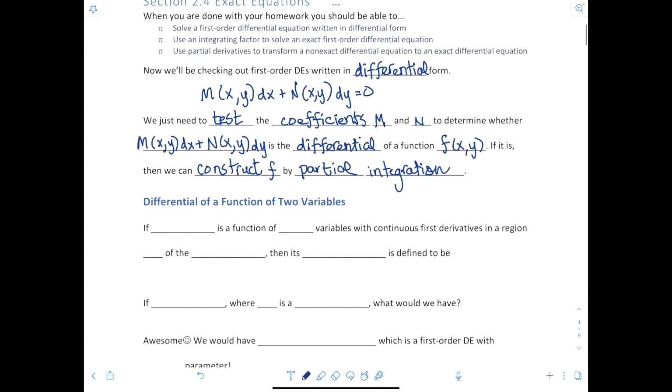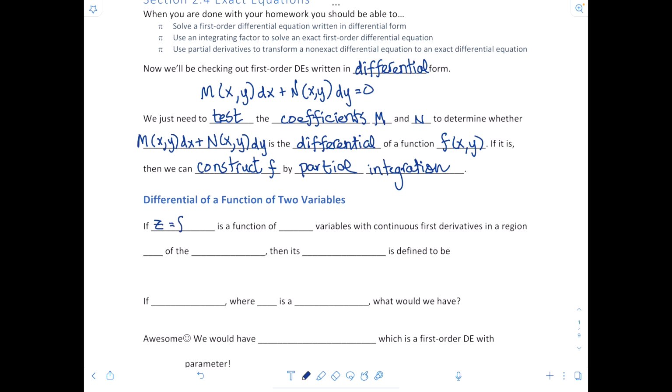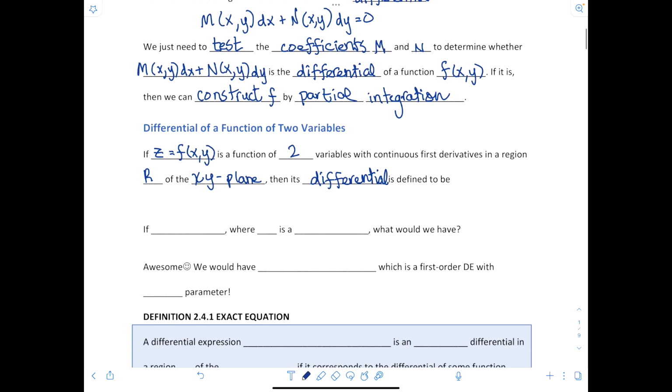The differential of a function of two variables: if z is equal to some function f of x and y, with continuous first derivatives in some region R of the xy plane, then its differential is defined to be dz, and this comes from regular calculus, the first partial of f with respect to x dx plus the first partial of f with respect to y dy. And these are partial derivatives.